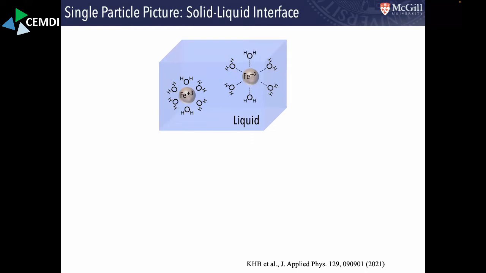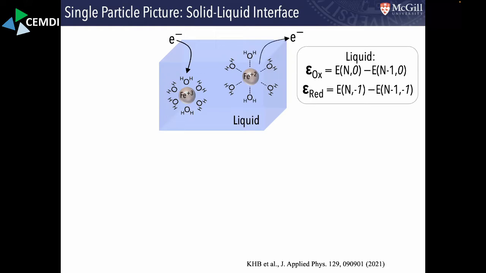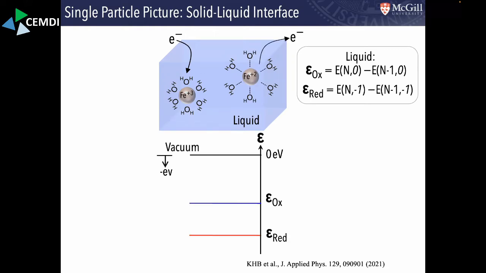Okay, so what we have here is a picture of the liquid where we add or remove electrons at specific electronic structure energies, the oxidized and reduced energy. And so we drew this picture here. This is the energy to remove. This is the energy when I put the electron back on.